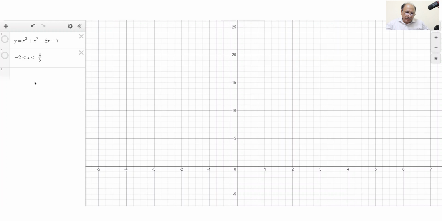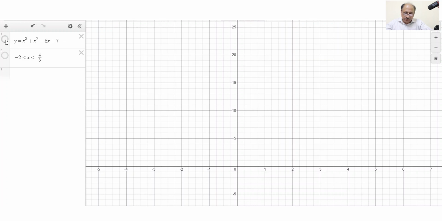So you should practice this at home, and this will be very nice practice, and your skill level will be improved and you will be able to tackle these types of questions in the exam very easily. So this is the equation given which I have typed for you. y is equal to x cubed plus x squared minus 8x plus 7, which is given in the main question.